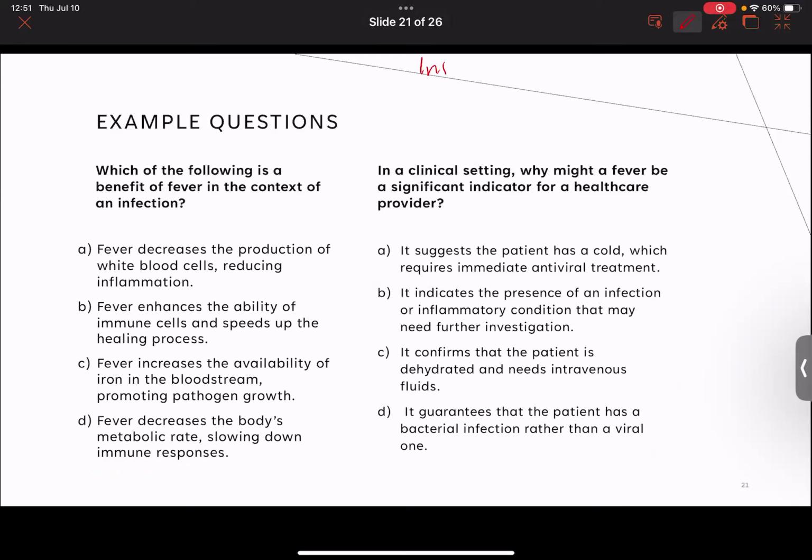So inhibit the microbes and increase the patient's overall immune function. Let me summarize it like that. And healing. It's kind of 2 big ideas, but there's other parts to it, right?